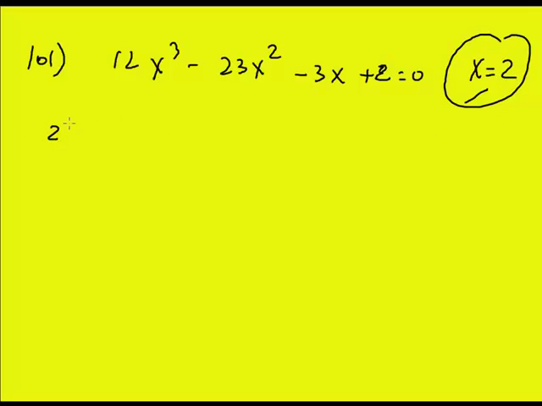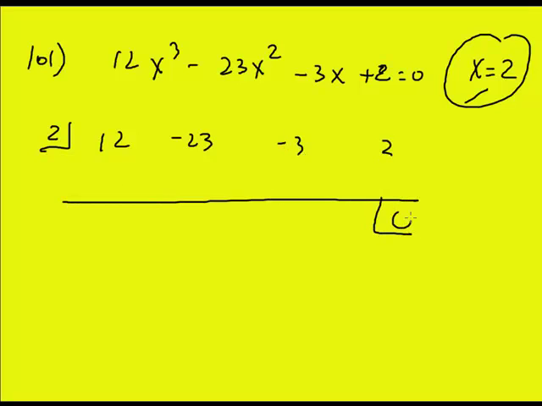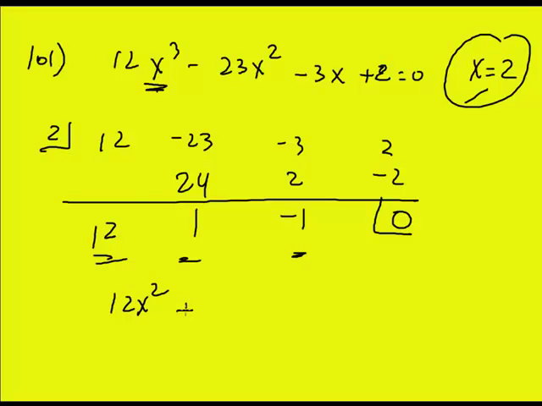So you're going to put 2 outside. I have a 12, negative 23, and negative 3, and 2. Because they're telling me it works, I know I'm going to get a 0 there. If I don't get a 0, I made a mistake someplace or they're lying to me. 12. Multiply, 24. Add, 1. Multiply, 2. Add, negative 1. Multiply, negative 2. Works. What's left is this, and it goes down by 1 power. So 12x squared plus x minus 1 is equal to 0 is what we have.